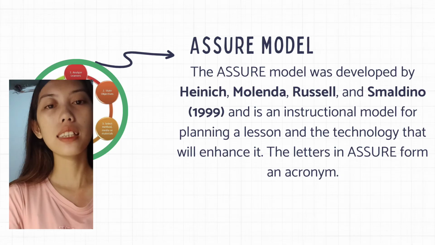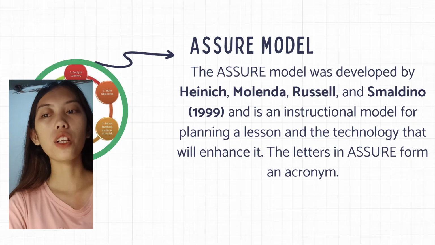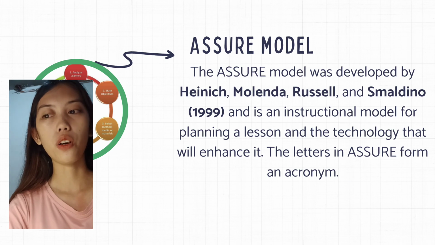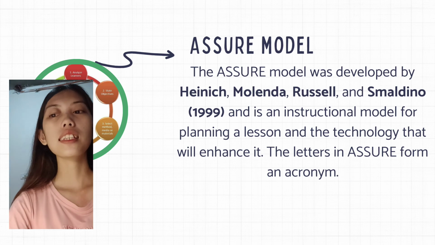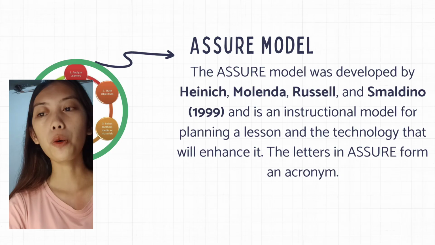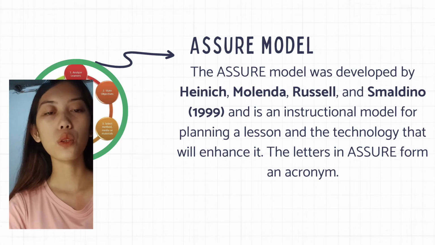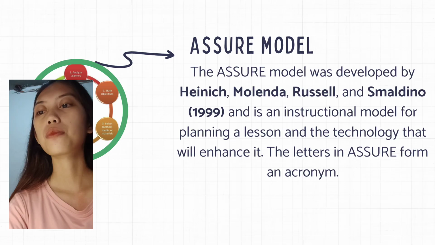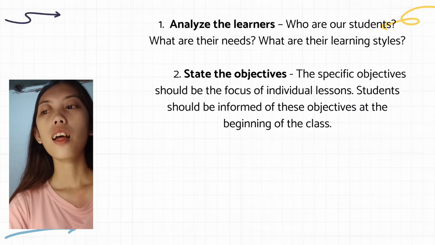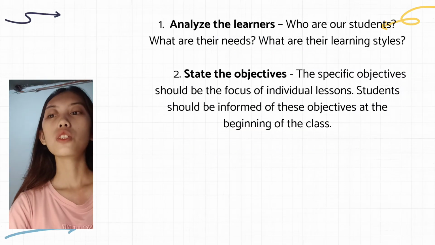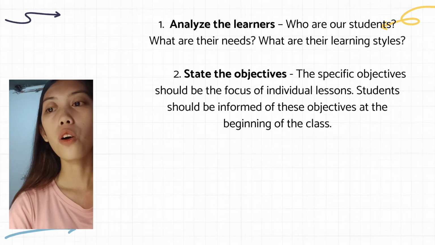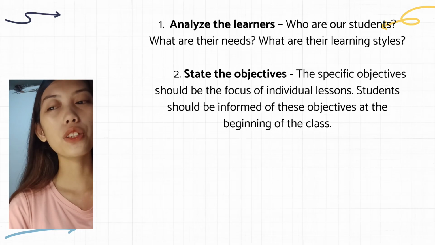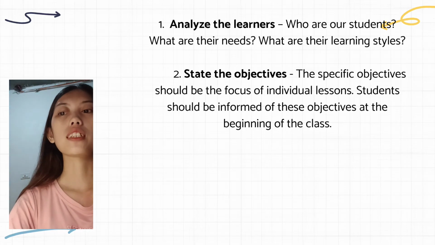The next model is ASSURE. The ASSURE model was developed by Heinrich, Molenda, Russell, and Smaldino in 1999, and it's an instructional model for planning a lesson and the technology that will enhance it. The letters in ASSURE form an acronym. Number 1, analyze the learners. So who are our students? What are their needs? And what are their learning styles?